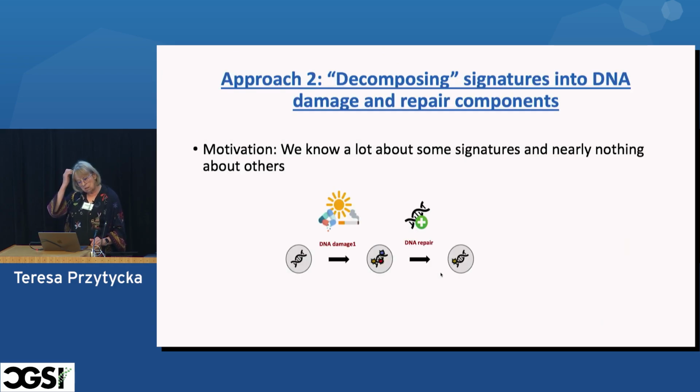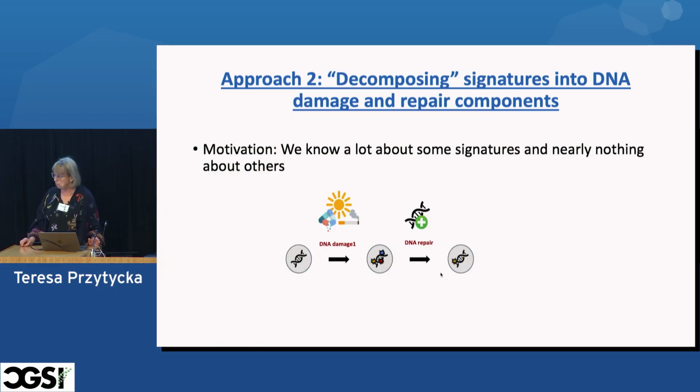The second line of attack would be, can we have this big library of signatures. For some of them, we know a lot, but for most of them, we know very little. So is there a way to find a measure of similarity between signatures so that we can have kind of guilt by association? If two signatures are similar by that measure, then they are likely to have the same DNA repair mechanism.